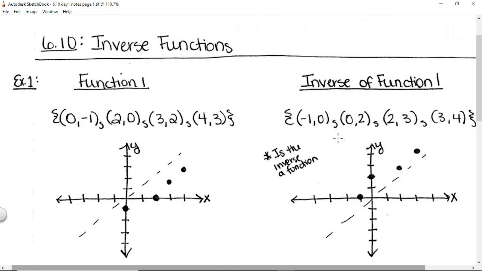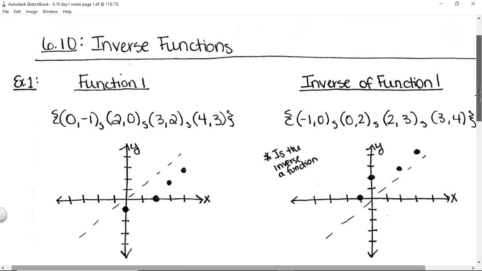Now what if in the original function, that's the one on the left, what if a y value repeated somewhere in there? That would not make it not a function. It could still be a function as long as no x values repeat. A y value might repeat, but then when you wrote the inverse, that y value that repeated would become an x value that repeats. It would not be a function. Okay, so this one is.